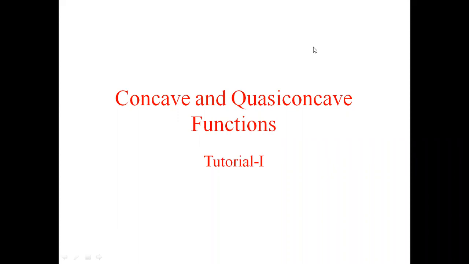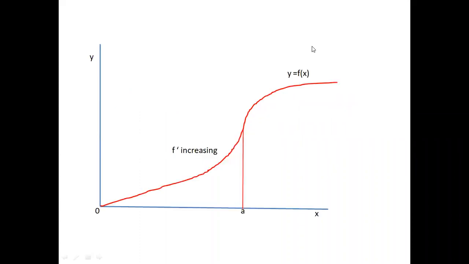Today we will discuss the curvature of a graph, because we need to know more about the shape of the graph than where it is increasing or where it is decreasing. Suppose, in this context, we consider a simple production function, that is y equal to f(x). f prime x, the first order derivative of the production function, is increasing in the initial time, then it will decrease.